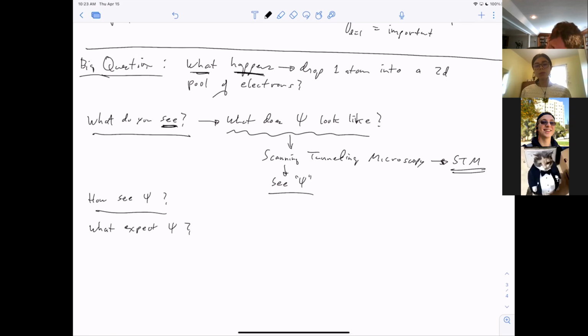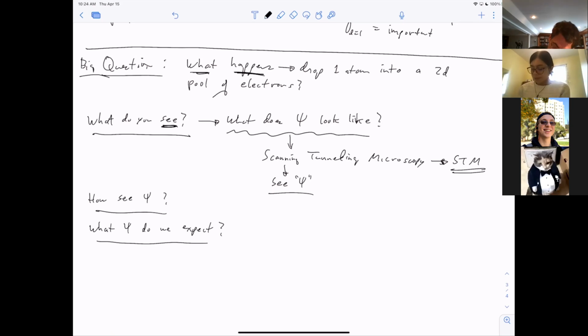And then let's ask ourselves, what do we expect the wave function to look like? What psi do we expect when we drop the atom into the 2-dimensional pool of electrons?